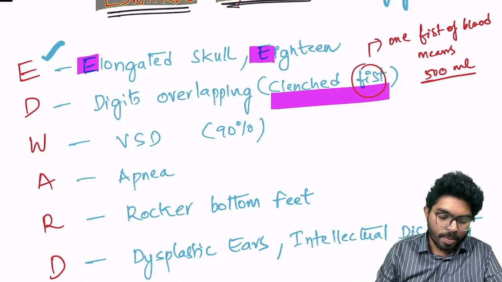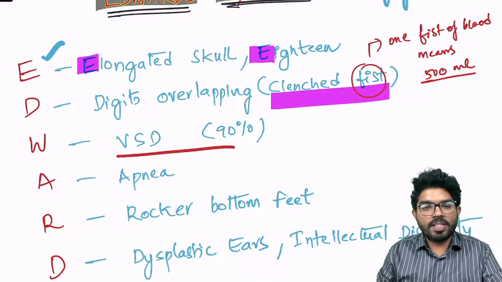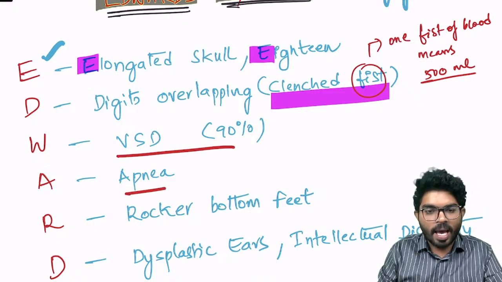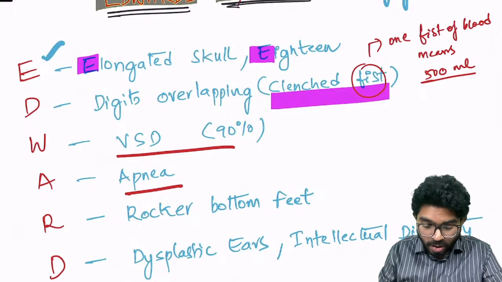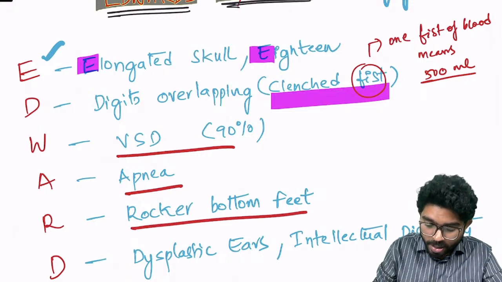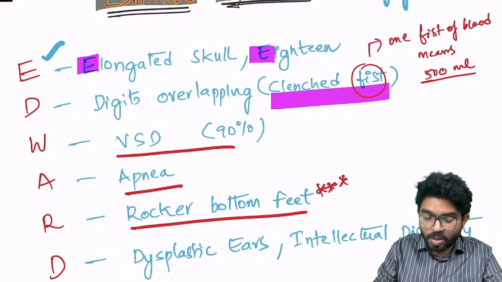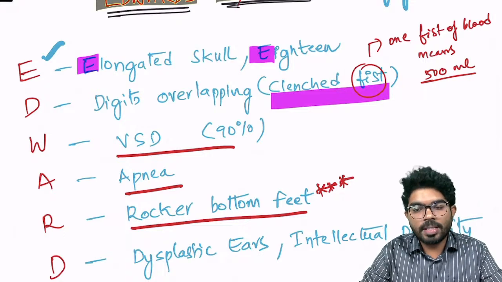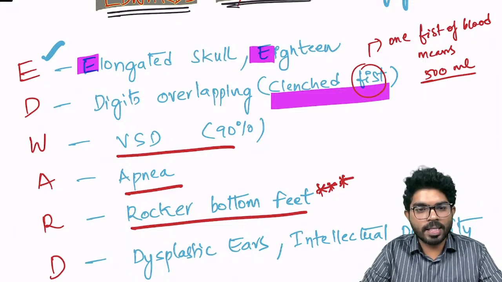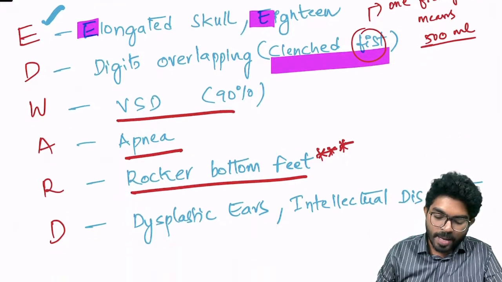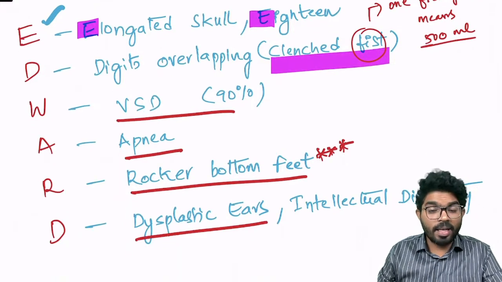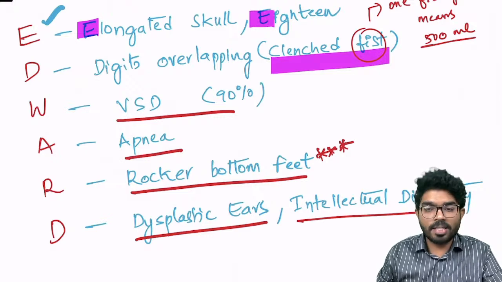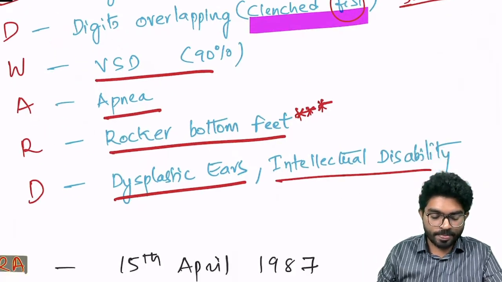Okay, so W is ventricular septal defects, you can see. A is apnea. R is rocker bottom feet. That is very, very important. This question has been repeated so many times. Rocker bottom feet is most commonly seen in the case of trisomy 18, which is called Edwards syndrome. D for dysplastic ears will be there, and intellectual disability will be there. That is mental disability.